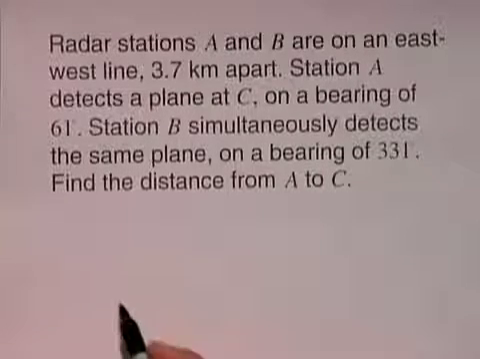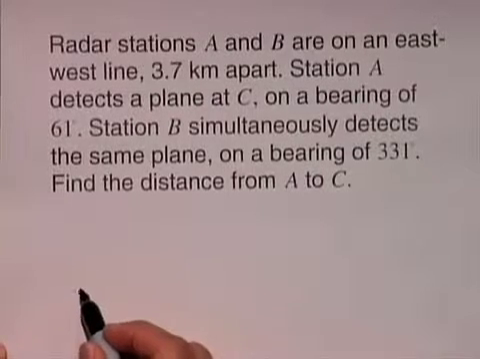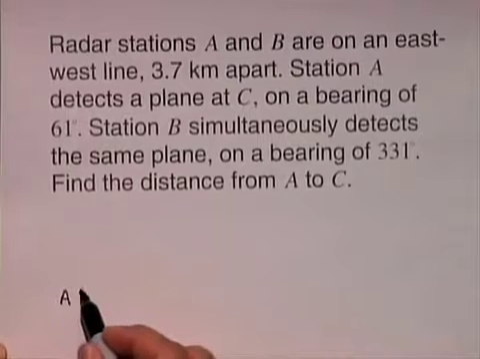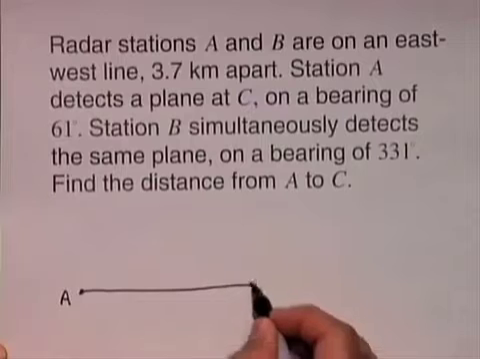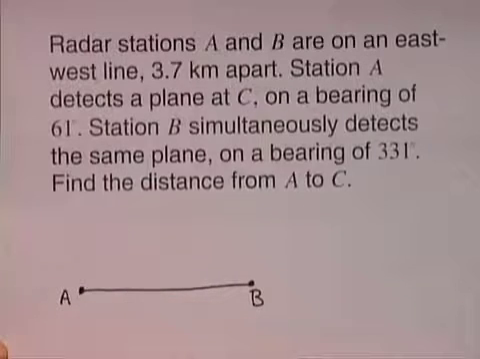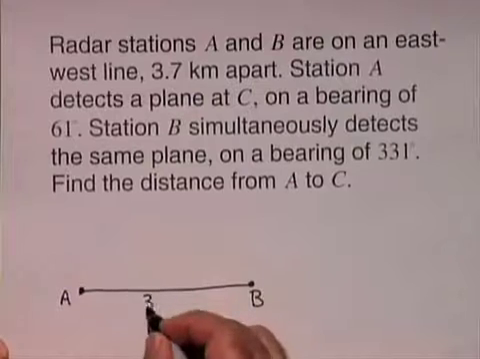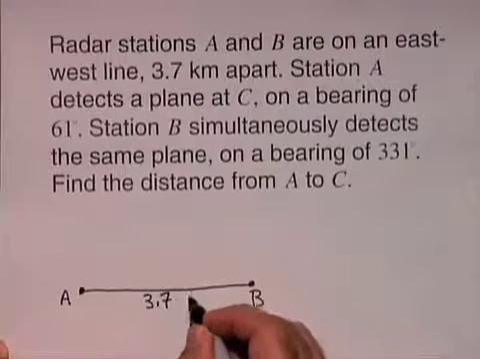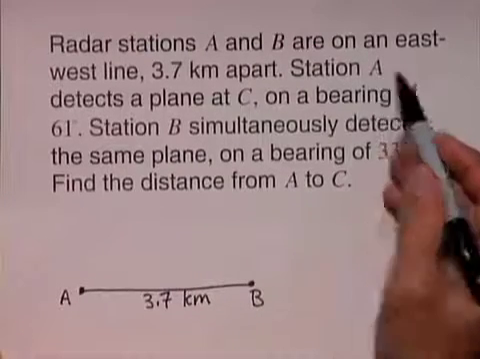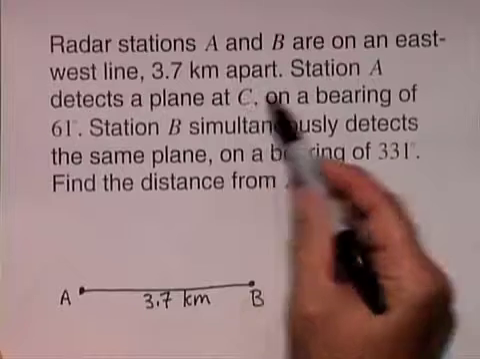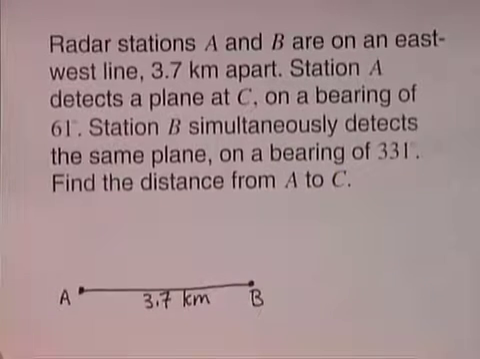We'll begin with a sketch. We'll have A be here. B will be at this point. And the first thing we're told is that they are 3.7 kilometers apart. Next, we're told that Station A detects a plane at C at a bearing of 61 degrees.